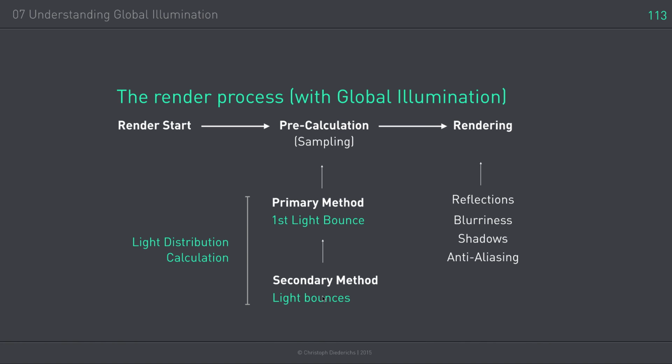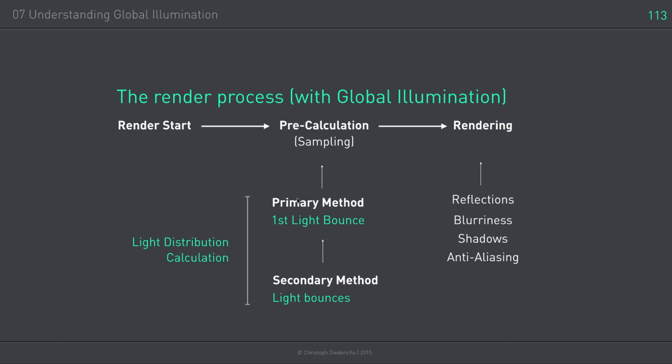This process, the pre-calculation, could also be called a light distribution calculation, because basically the light which distributes in our scene will be calculated with those two steps. So keep in mind, the primary method is the most important one. This will define, for the most part, the quality of your scene. And the secondary method is not that important. It will just add a little bit of light and a few more details to your scene.